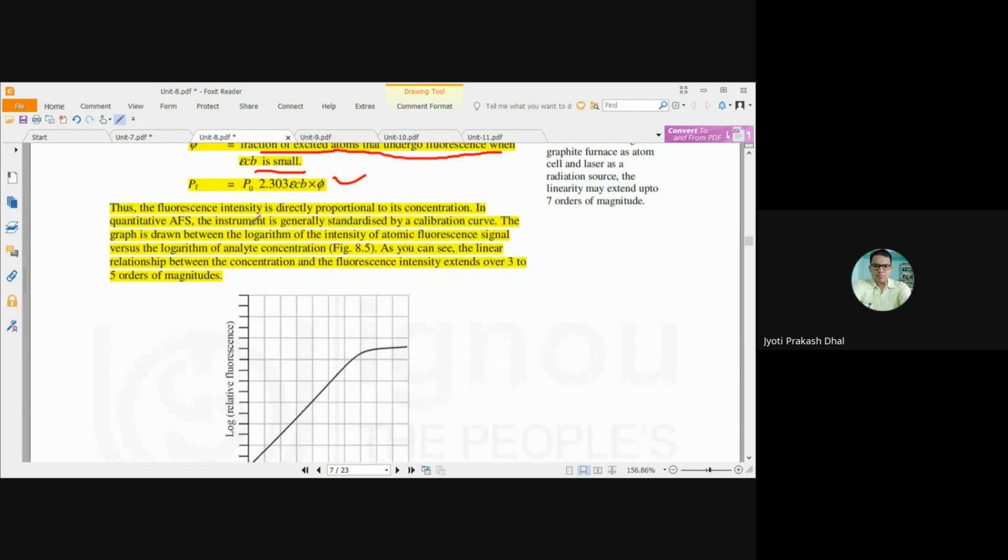Thus, the fluorescence intensity is directly proportional to the concentration. In quantitative AFS, the instrument is generally standardized by a calibration curve. The graph is drawn as the logarithm of the intensity of the atomic fluorescence signal versus the logarithm of the analyte concentration.